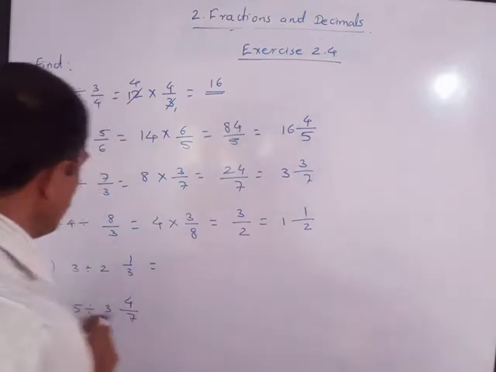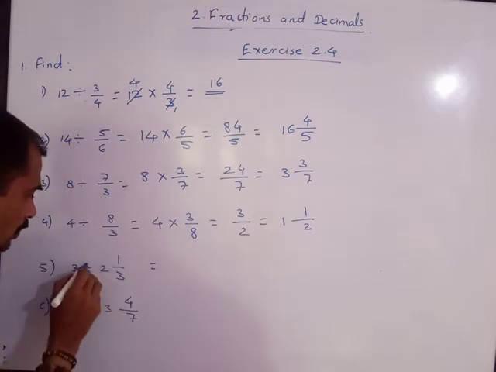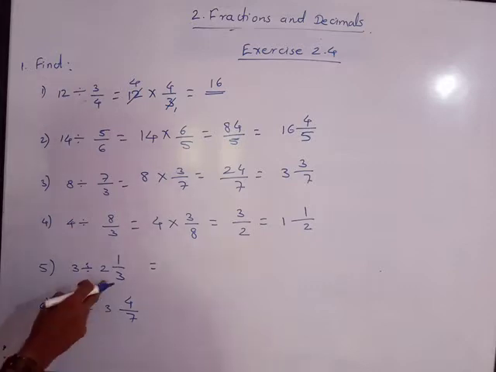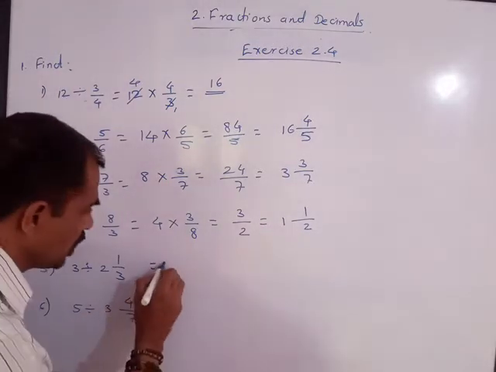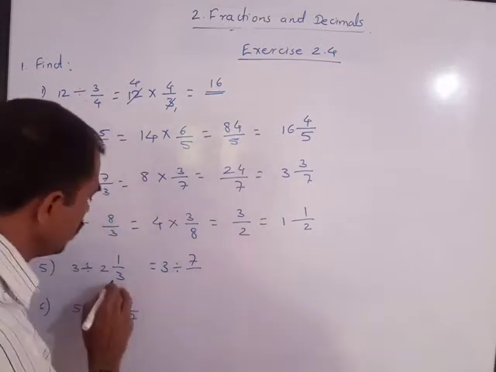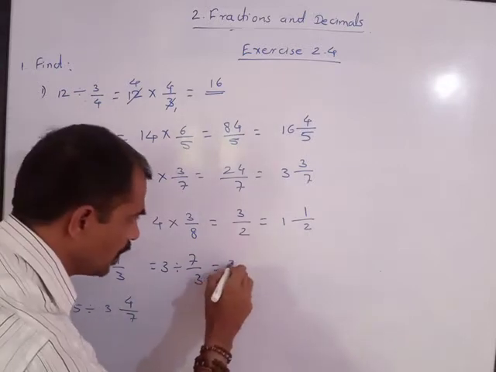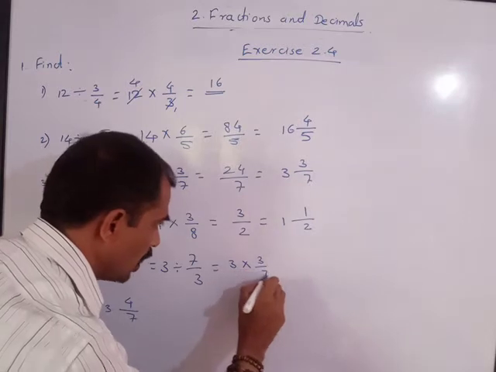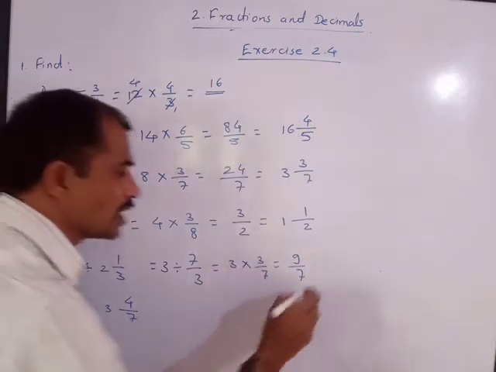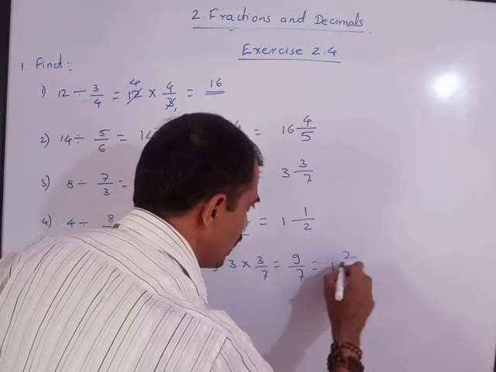Next question is 3 divided by 2 integer 1 upon 3. We cannot do the multiplication because the second fraction is in the form of mixed fraction. We have to convert it into improper fraction. So this is equal to 3 divided by 3 2s are 6 plus 1, 7 upon 3. So we have to write in multiplication, so this will be 3 multiplied by 3 upon 7. No number is reducible. This is equal to 9 upon 7, can be written in mixed fraction as 2 integer, 7 1s are 7, 2 is the remainder upon 7.